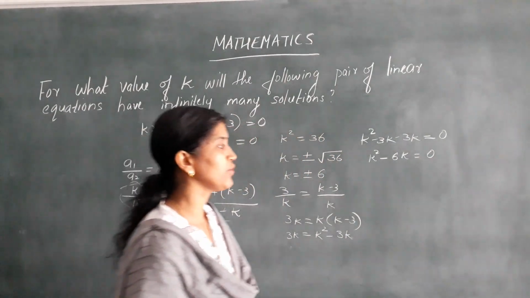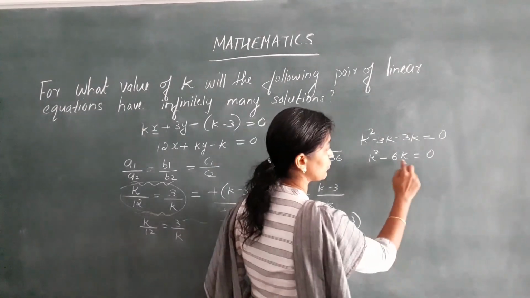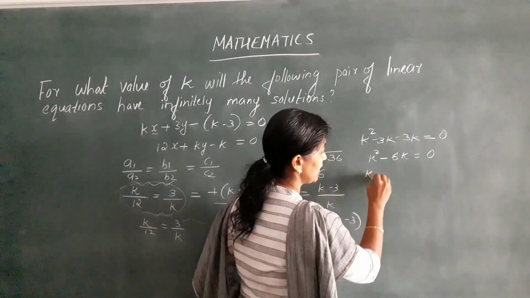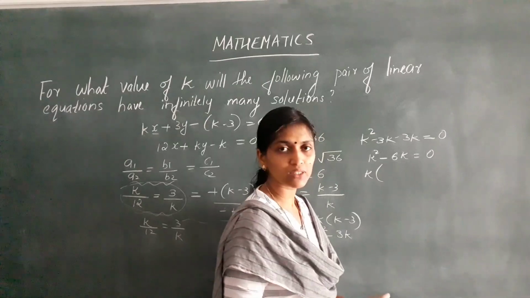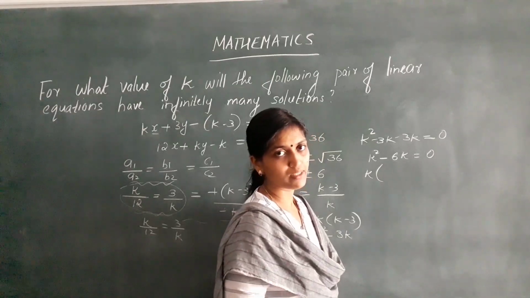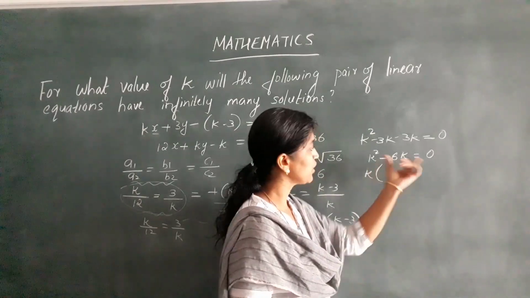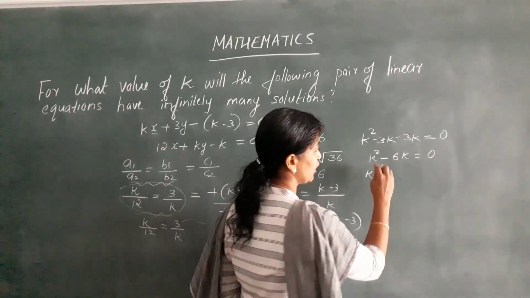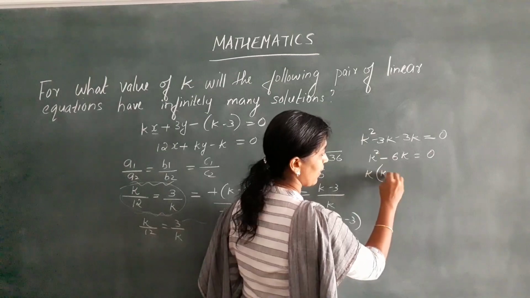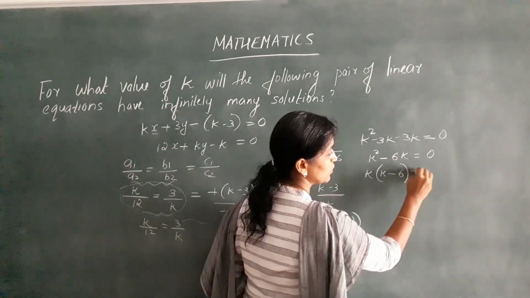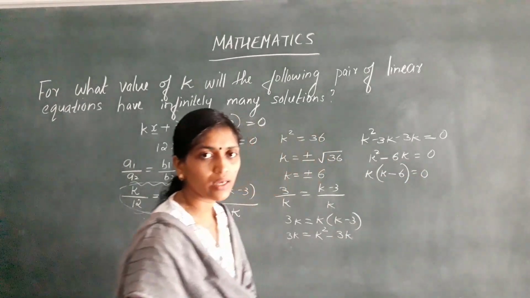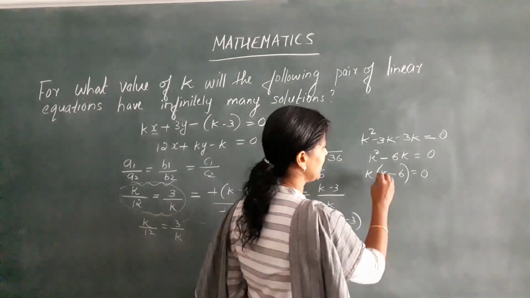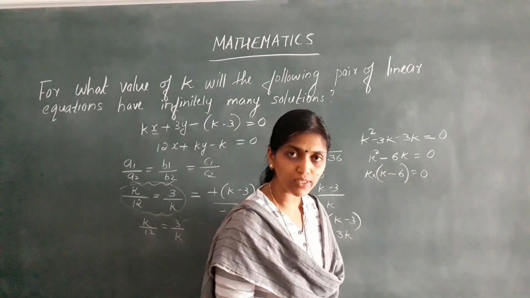Now you have to get the value of k. Before that, you can see k is common in both terms, so you can take k outside. We have studied the distributive property, that is distributing and giving; again the common factor you can take outside. So we get k into k minus 6 equal to 0. Clear? Now we are getting k into k minus 6 is equal to 0.